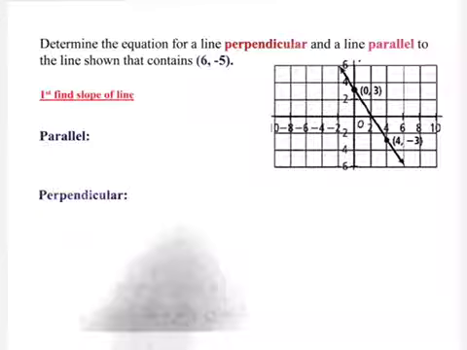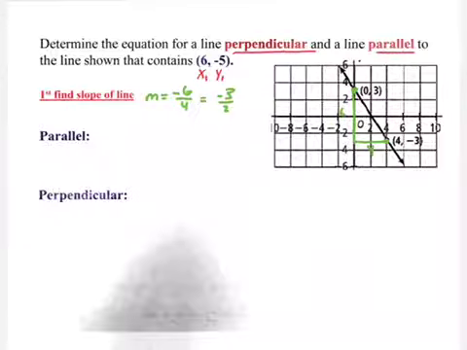Determine the equation of a line perpendicular and parallel to the line shown that contains the point (6, -5). So what they want us to do first is find the slope of this line, because that's the thing we have to find first. So going from this point here to this point here, they're counting by 2's for every line, so we have to be careful. Going from 3 to -3, so down 6, and then I'm going right 4. So that means my slope is -6 over 4, which is -3 over 2.